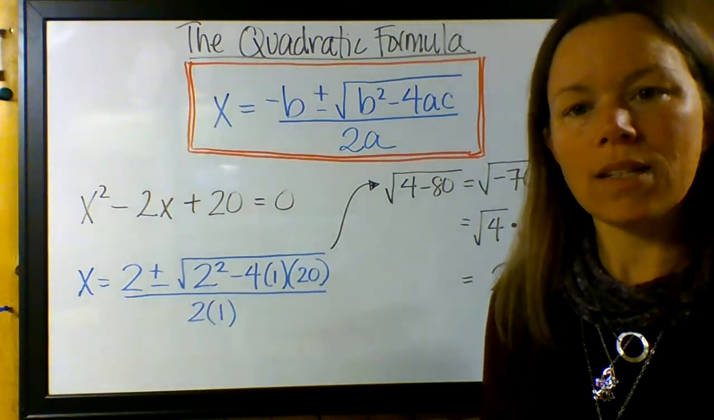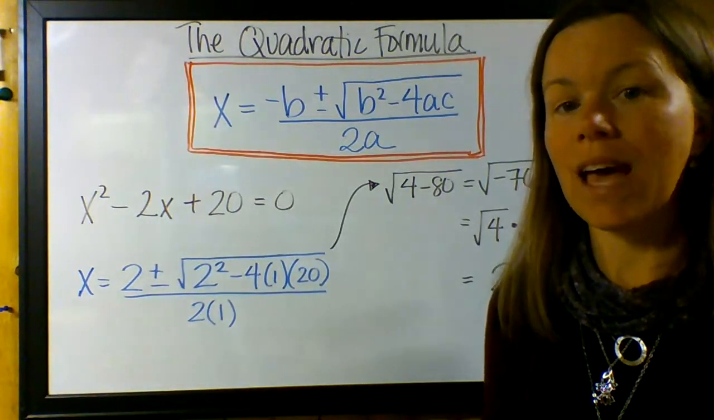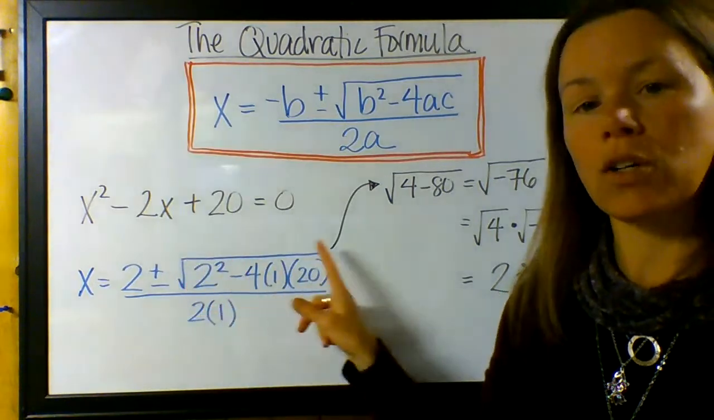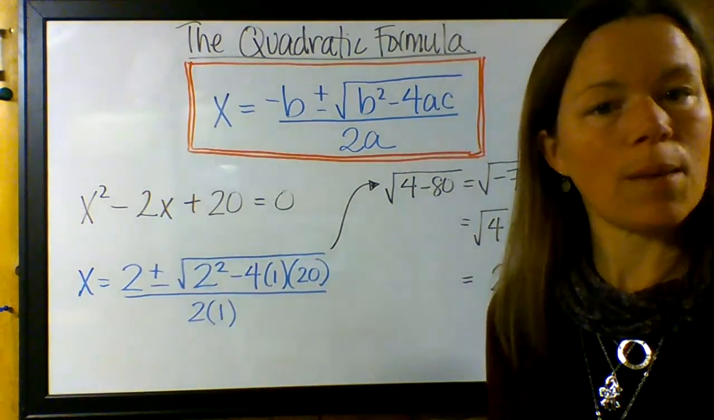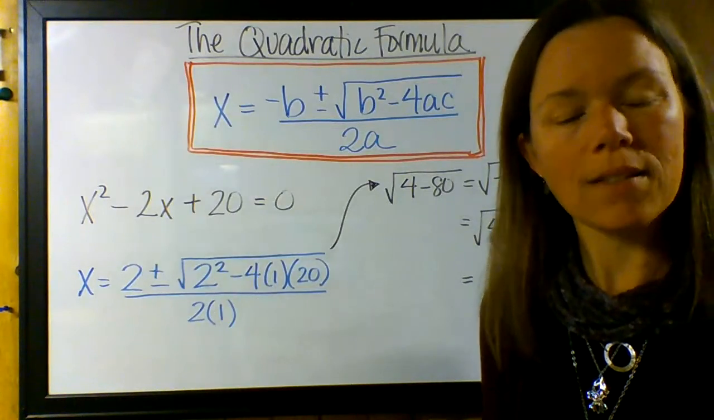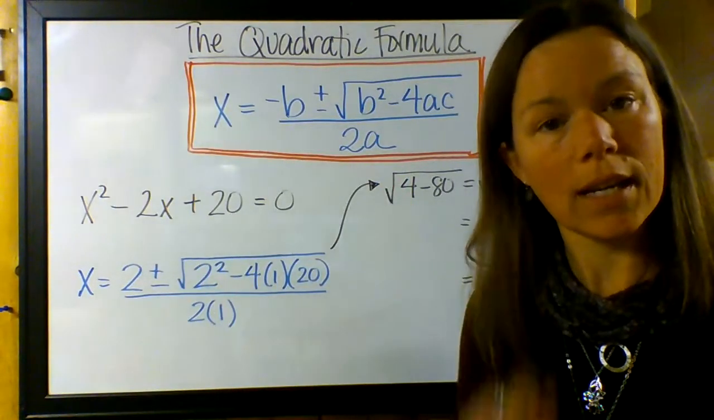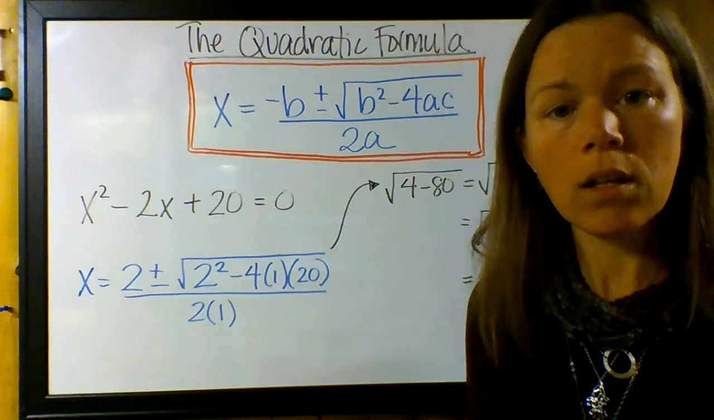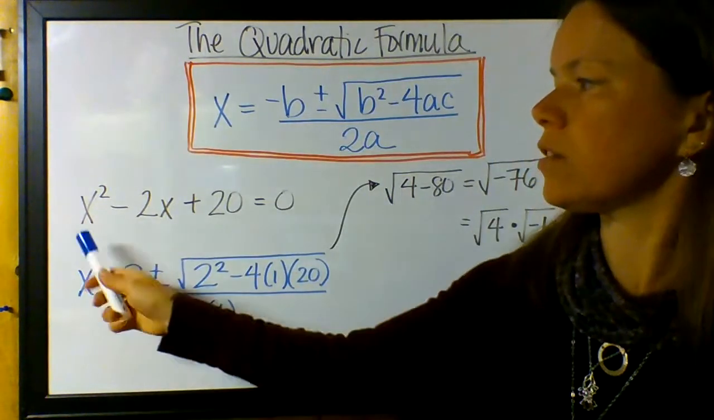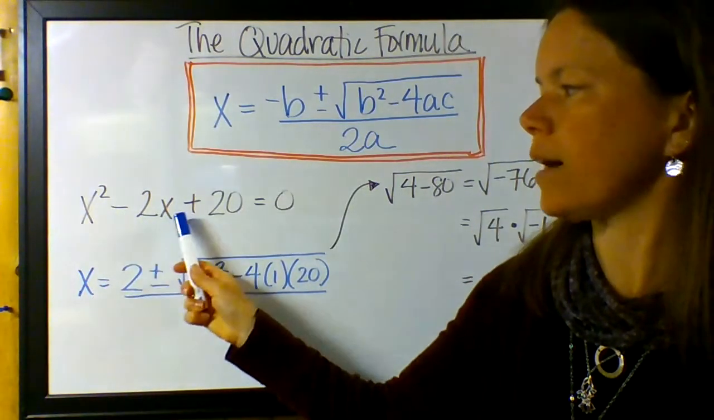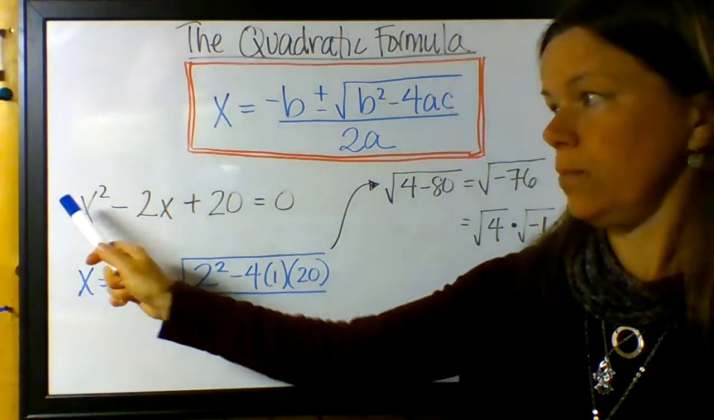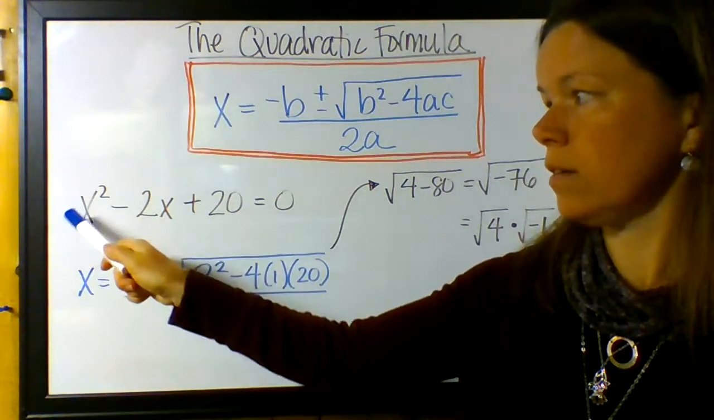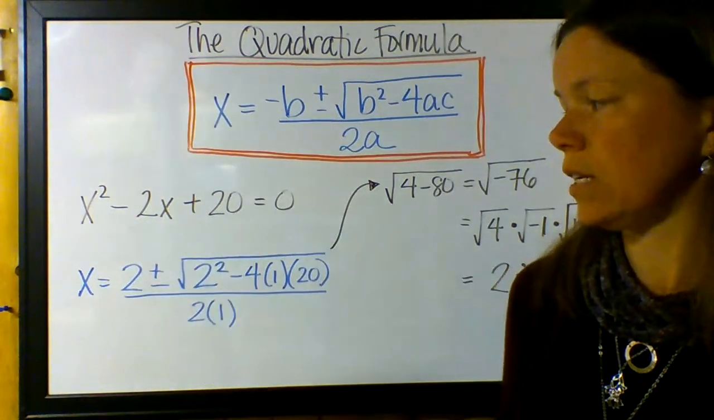Now, what I made a little different about today's problems is that the number under the radical ends up being negative. So let's just learn something from Algebra 2. What happens if I have the square root of a negative number? Well, let's find out. So I took this equation, x squared minus 2x plus 20 equals 0, and I plugged it in. So a here equals 1, b is negative 2, c is 20.